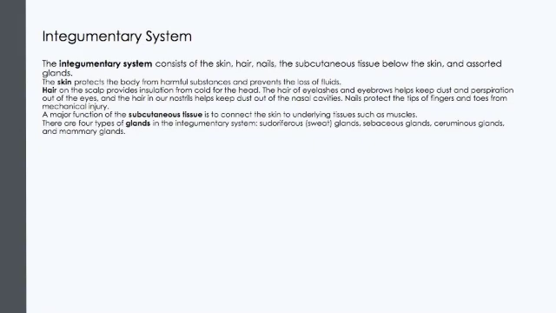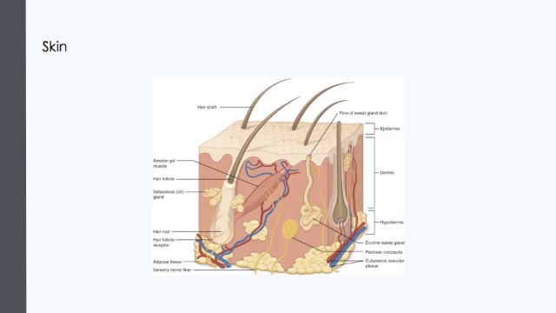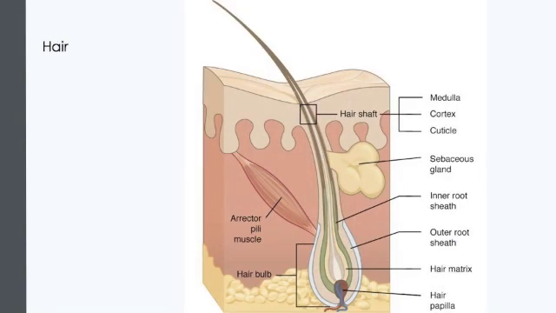A major function of the subcutaneous tissue is to connect the skin to the underlying tissues such as muscles. There are four types of glands in the integumentary system: sudoriferous or sweat glands, sebaceous glands, ceruminous glands, and mammary glands. This slide shows us a cartoon of the skin, so we can see how the hair shafts protrude through the skin. And when we move on to this next slide, we see a close-up of a hair follicle.